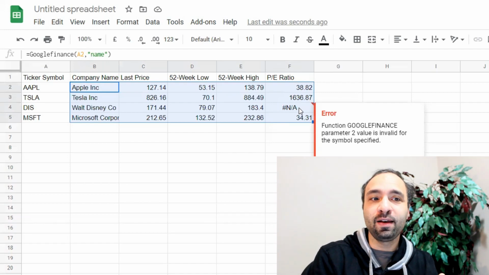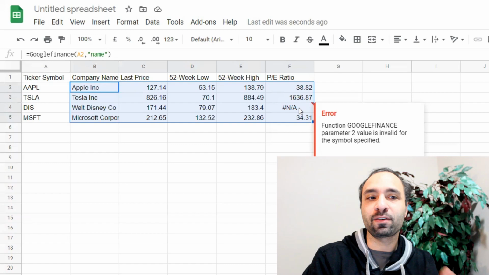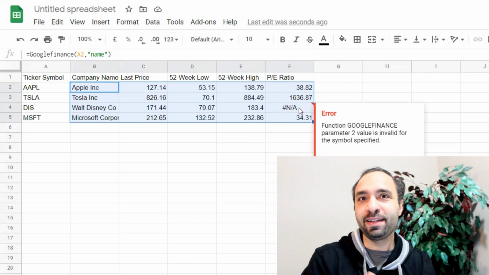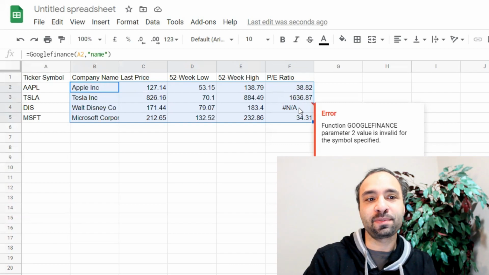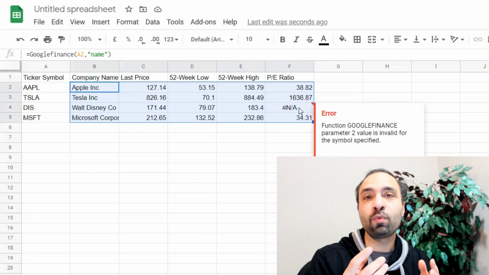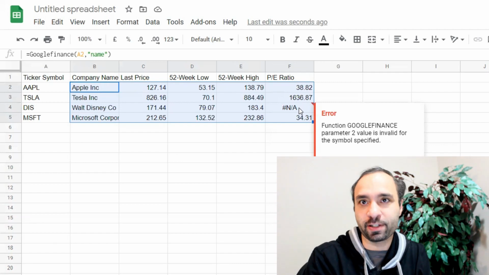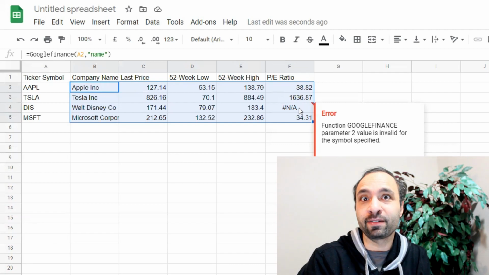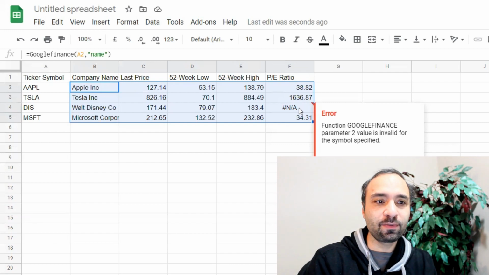Walt Disney typically is a profit-making company. At this time, they are not. And when that happens, the price to earnings ratio formula is not going to work. It's going to be something that is not really meaningful. As a result, you're going to see that error of not applicable. So don't worry about that. That's just telling you that there's no positive price to earnings ratio at this time for this company. So good indicator regardless. All right, so that's what we have here.